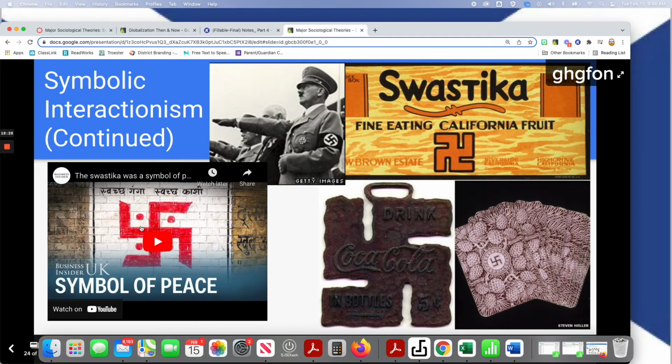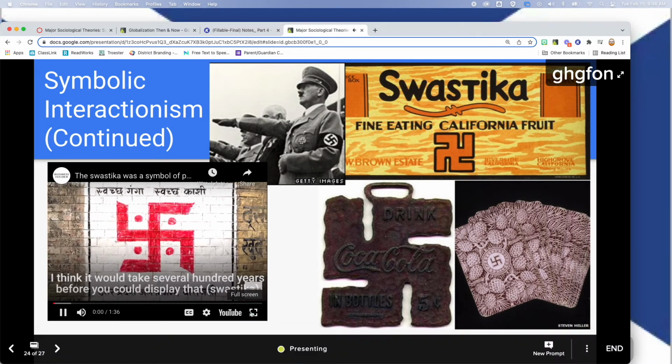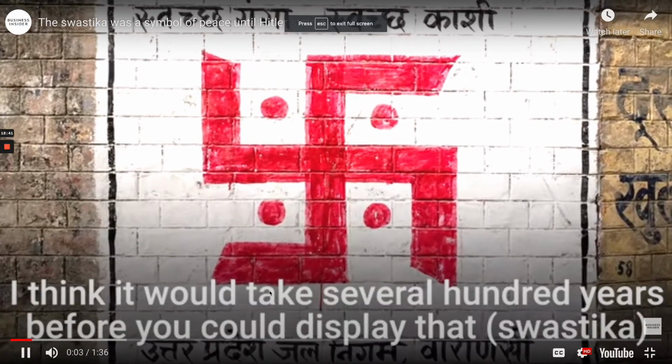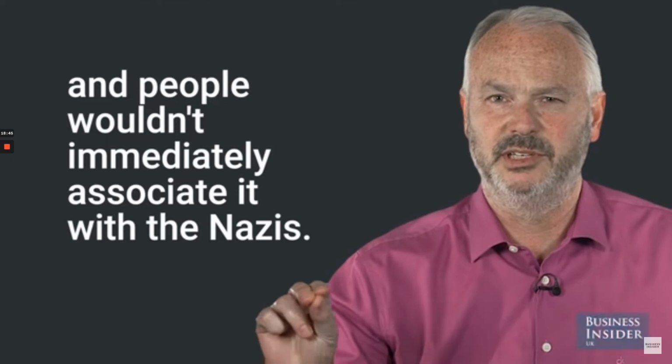Okay, I want you to consider the argument that maybe we'll get back to the old meaning of the swastika. Immediately associate it with the Nazis.